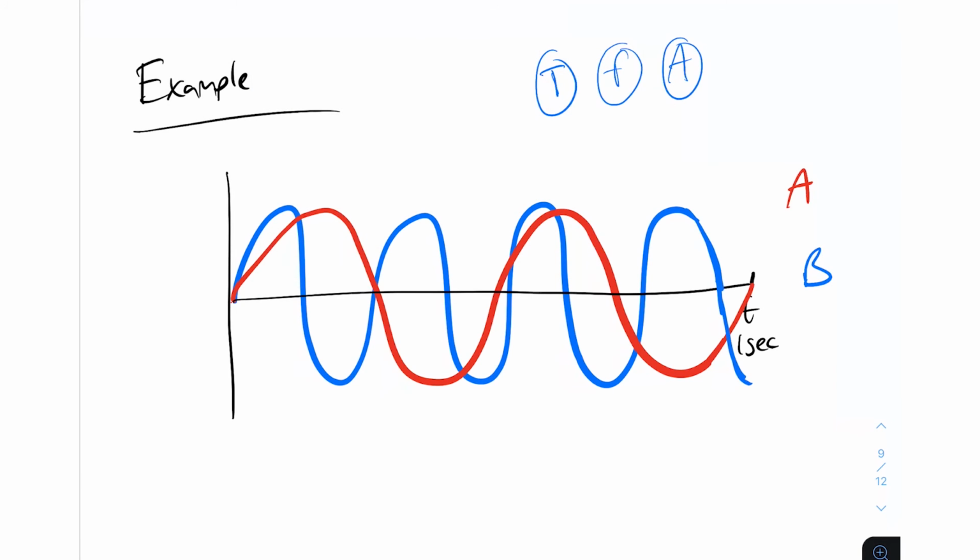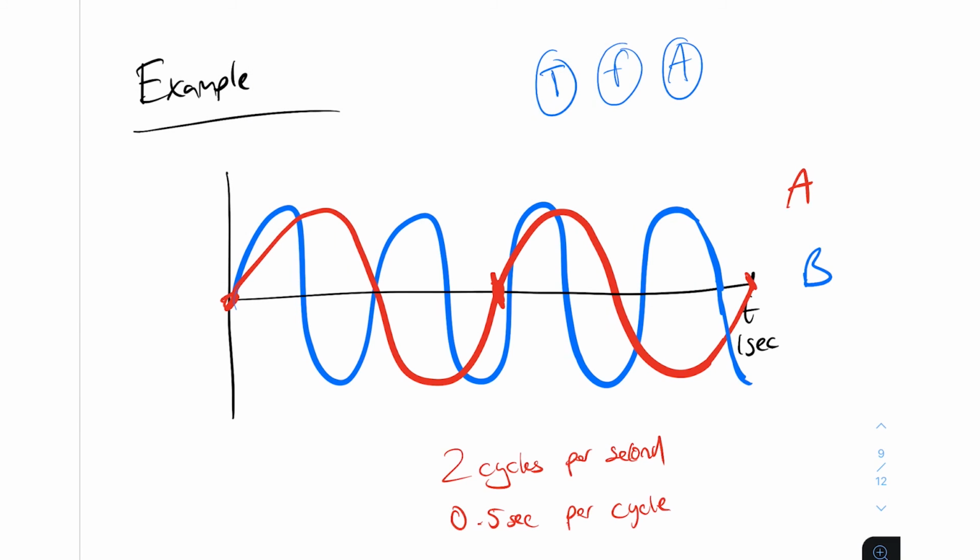Okay, so in terms of waveform A, it starts here, and then it does one cycle at about here, and then does another cycle here. So it does 2 cycles in 1 second. So 2 cycles per second, right? And it takes about half a second to complete 1 cycle. It does 0.5 seconds per cycle. Okay, so what about waveform B?